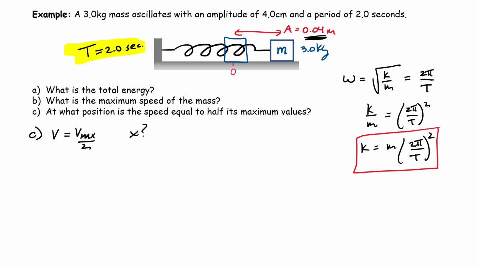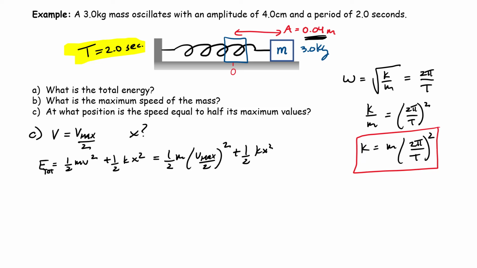So it's got to be somewhere between plus or minus 0.04 meters. Now, the way you do this using energy, we're going to write down our energy statement. Energy, this is total, equals kinetic, 1/2 mv squared, plus 1/2 kx squared. My goal is to find x. I know what E total is. I calculated that in the first part. And now I want to set the speed equal to V max over 2, square that, plus 1/2 kx squared.